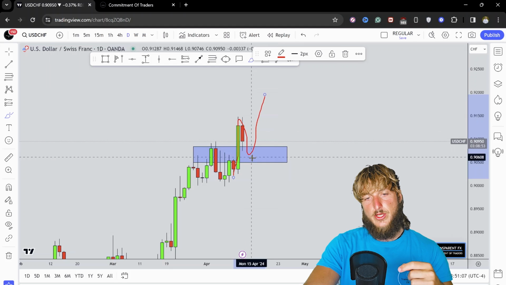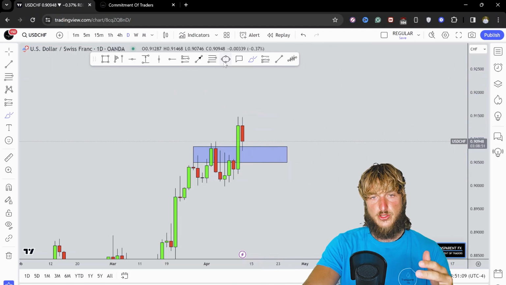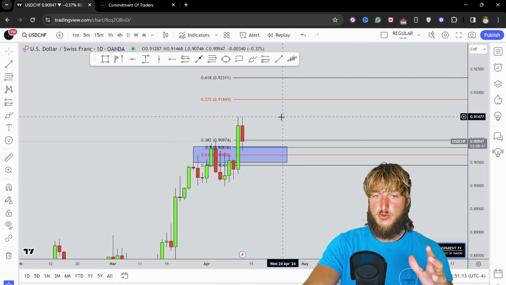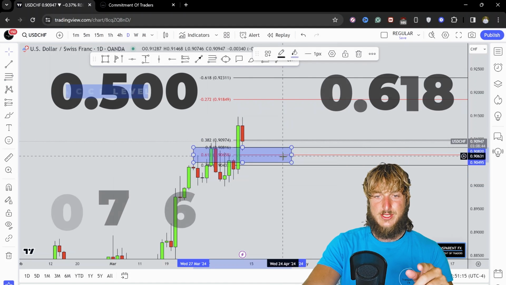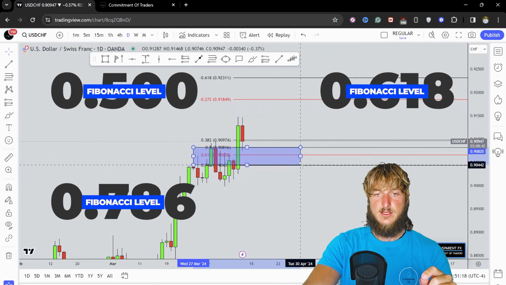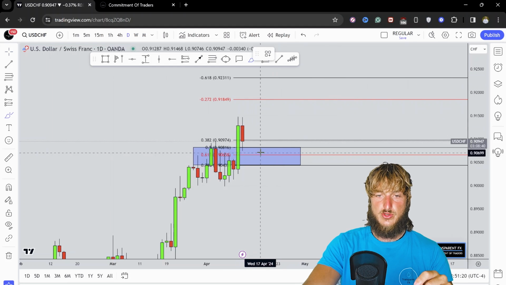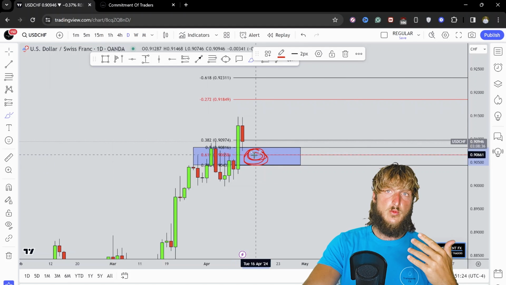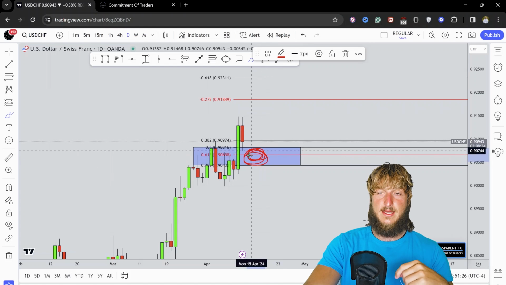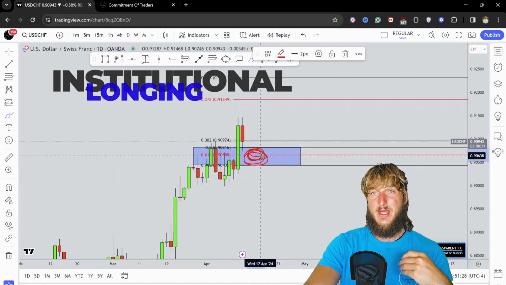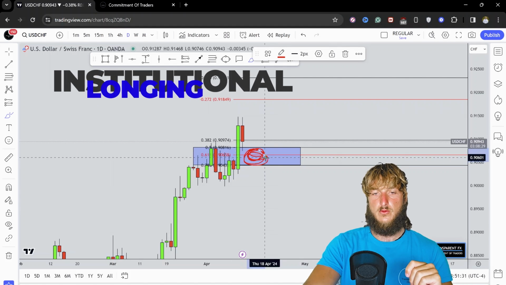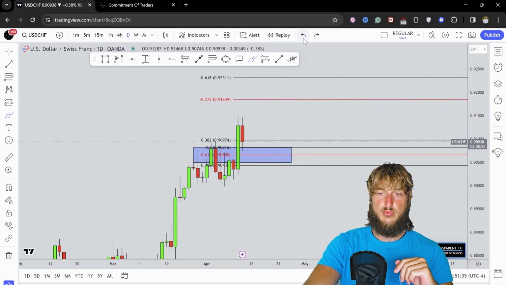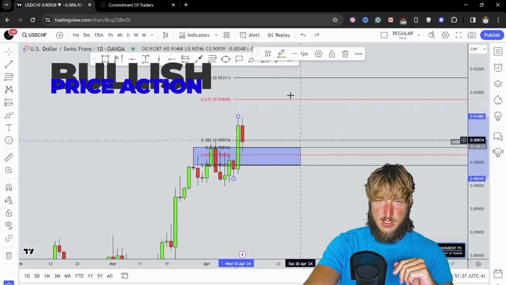And in general, when you have an impulse and you want to measure the correction, you have to take your Fibonacci from the low to the high of the impulse leg. And if we do that, we can see how we have the 50%, 0.618 and 0.786 Fibonacci retracements all lining up exactly inside of this area that we could expect to act as a zone inside of which institutions would be adding even more longs for USDCHF, further increasing the probabilities of a potential push higher away from this area.